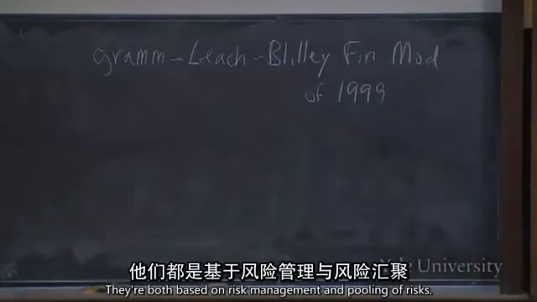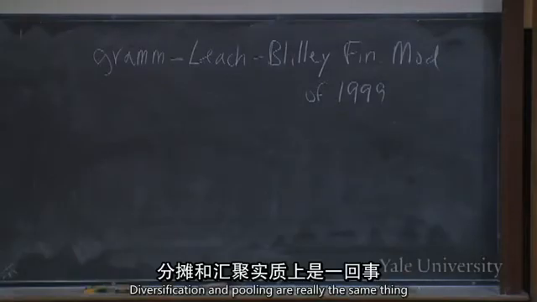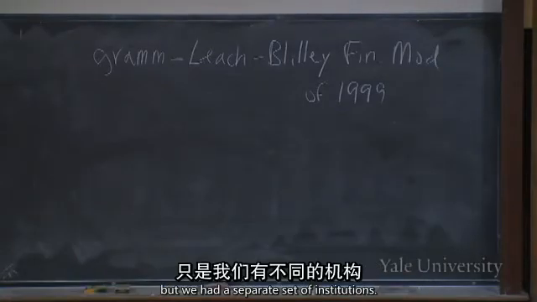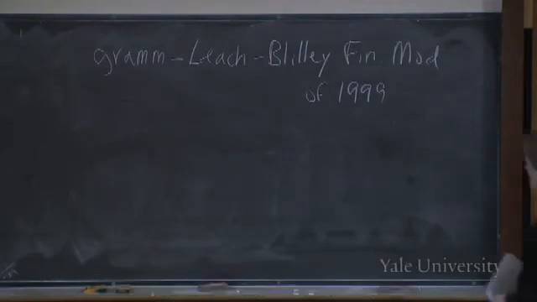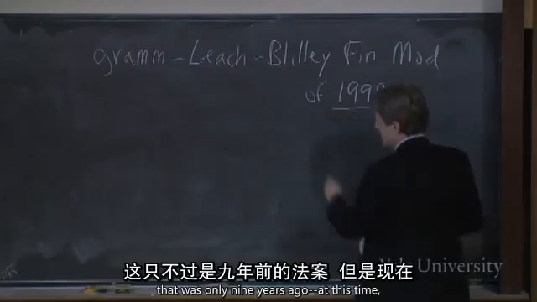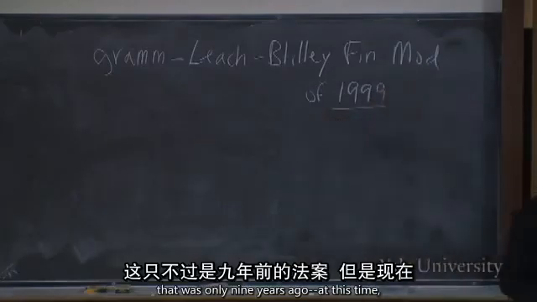They're both based on risk management and pooling of risks. Diversification or pooling are really the same thing. But we had a separate set of institutions. People never thought of insurance as the same as a bank. But since this is relatively recent, that's only 9 years ago at this time.